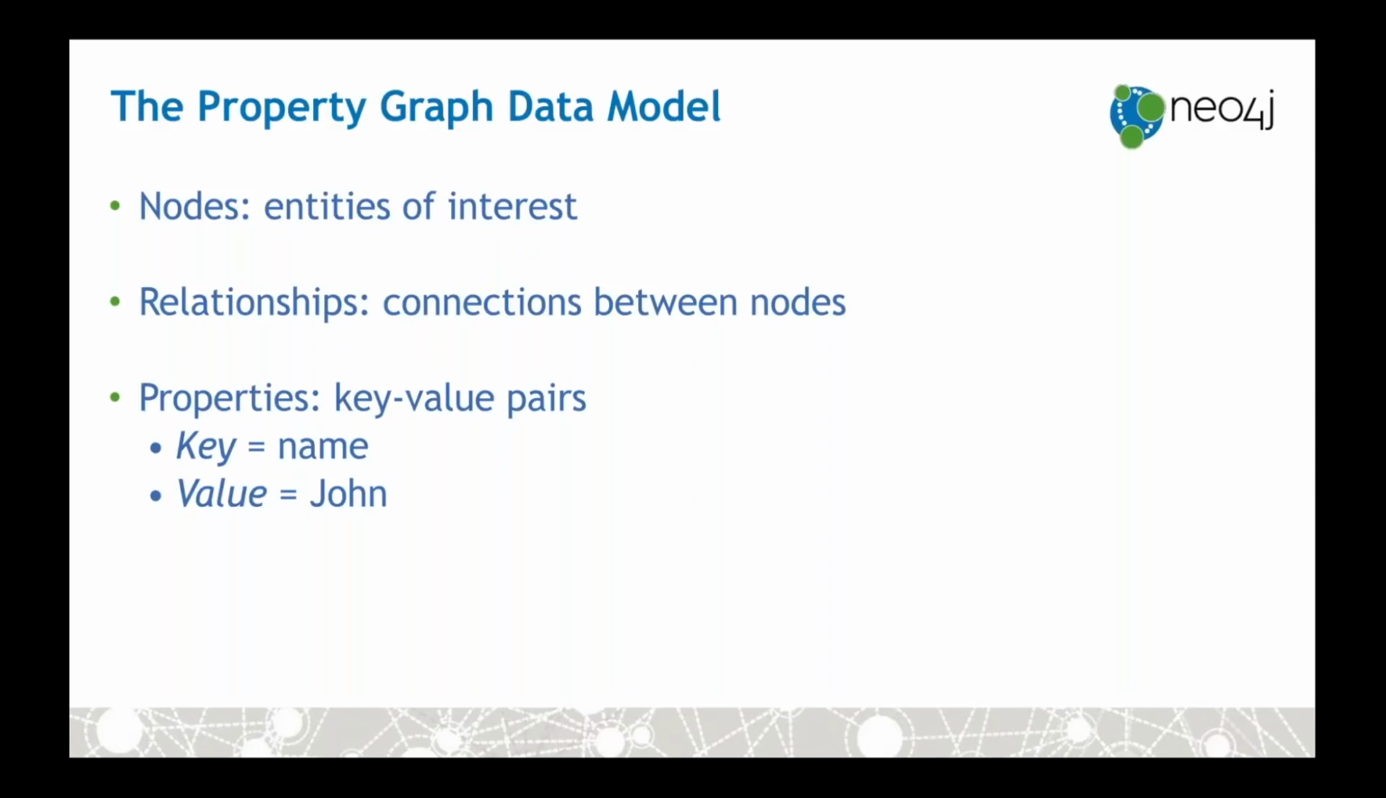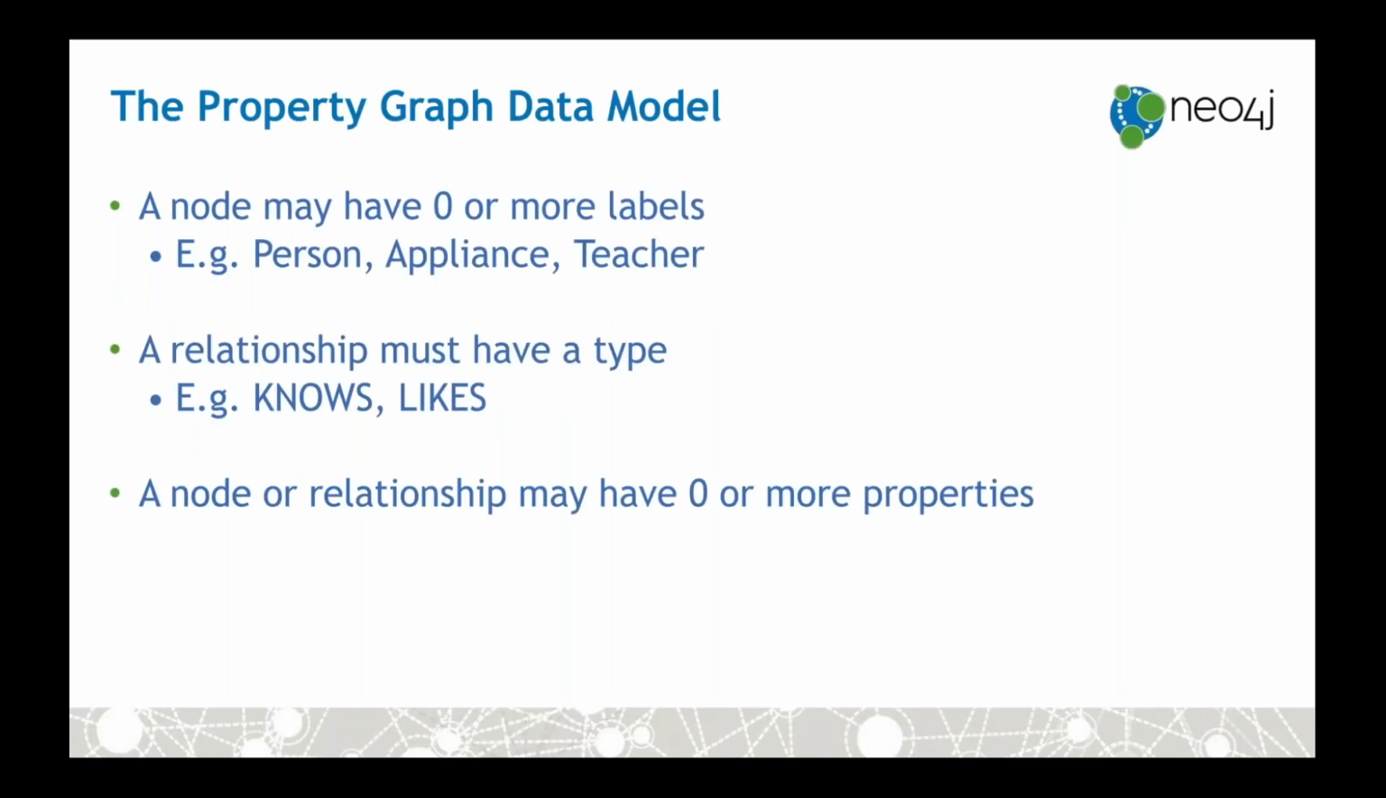And then both nodes and relationships have characteristics, attributes, or what we call in the property graph data model, a property. These are essentially key value pairs, where a key can be, for example, a name, and a value can be the actual person's name.